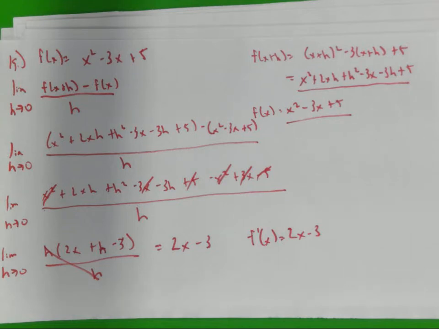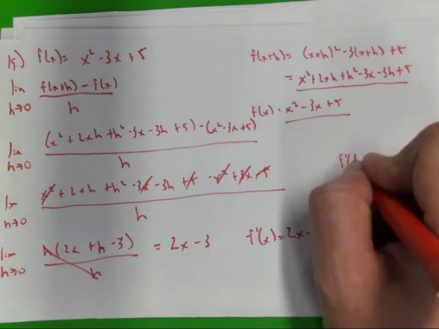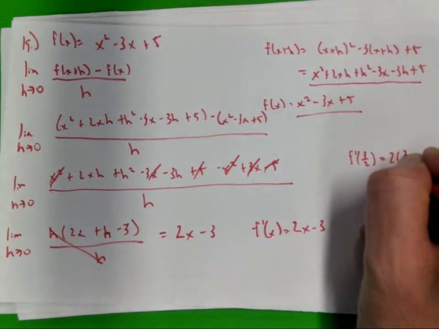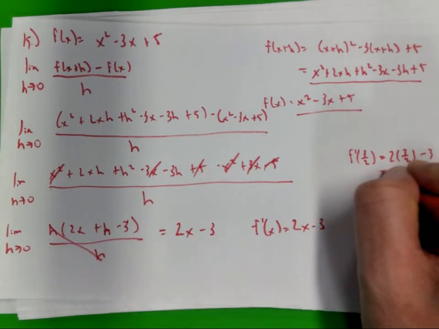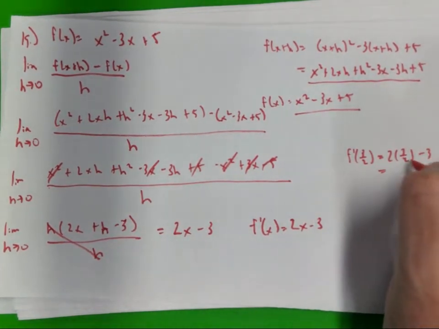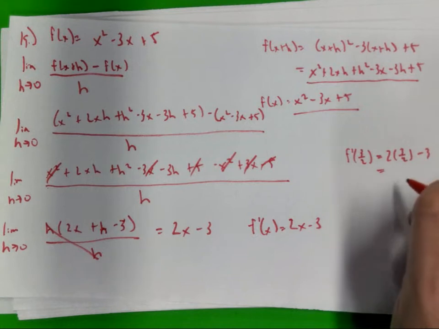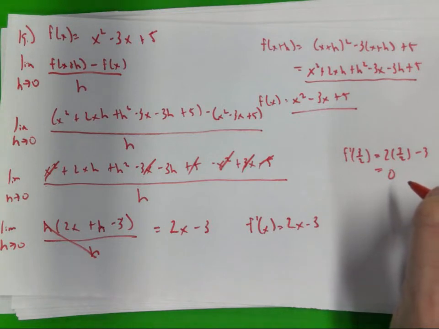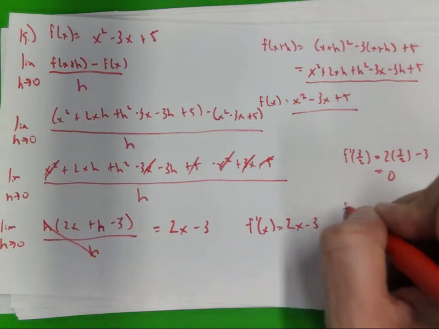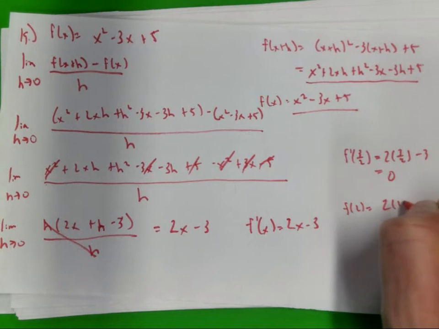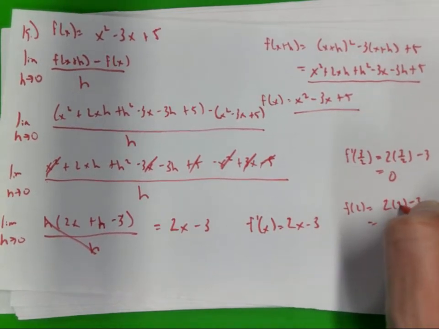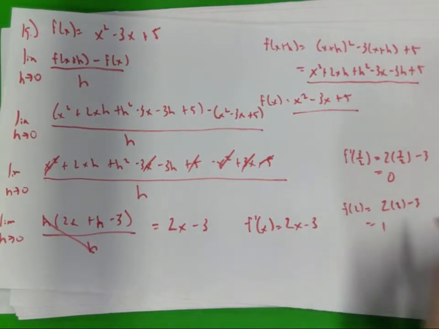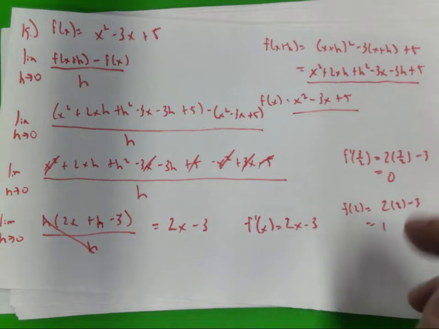Alright, I want to know what's going on at 3 halves. So f prime of 3 halves equals 2 times 3 halves minus 3. That gives me 0. It means the graph is at a turning point, changing from increasing to decreasing, or vice versa. Now f prime of 2, that gives me 1. That's positive. That means it's increasing.